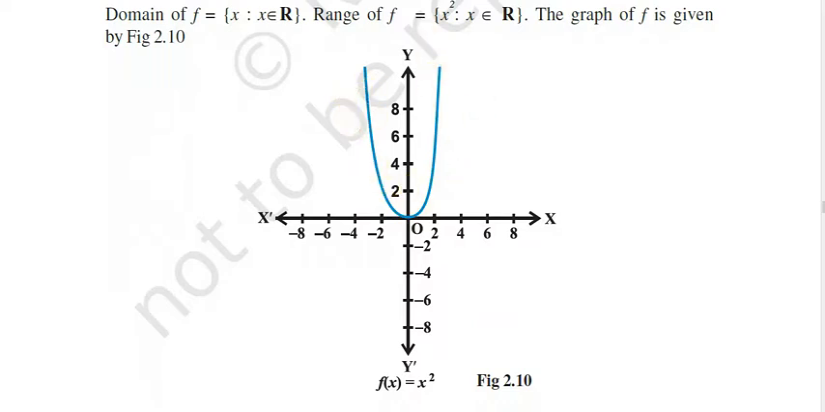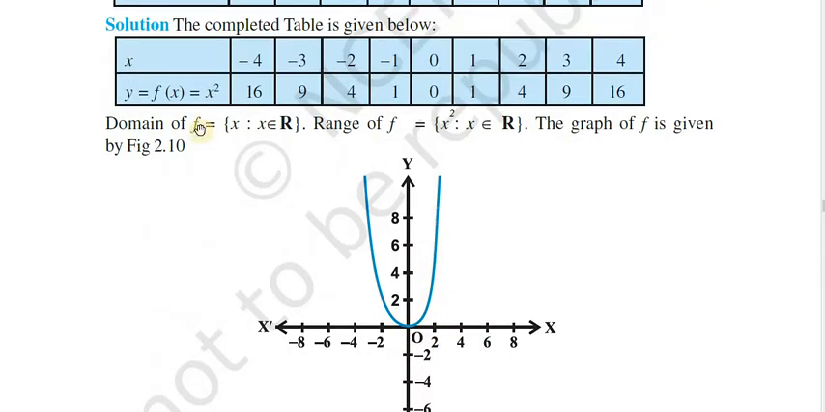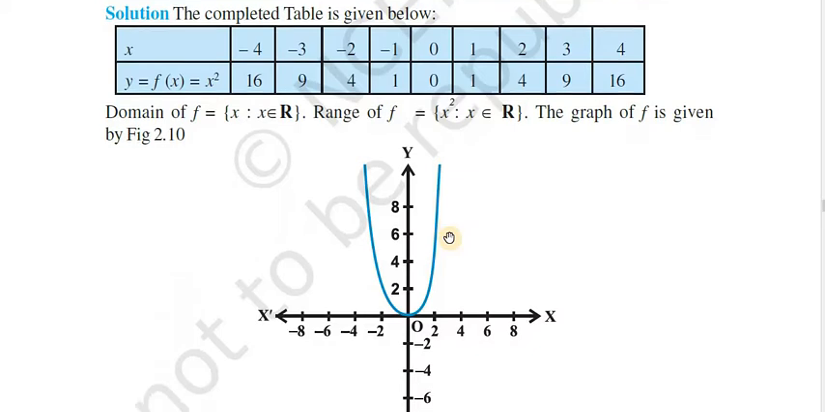Okay, and this is the graph. You can just plot the values of all these points and try to connect them. So you will get this sort of graph. So this is the graph of f(x) equal to x squared. So you try to remember this. This will be helpful for you.